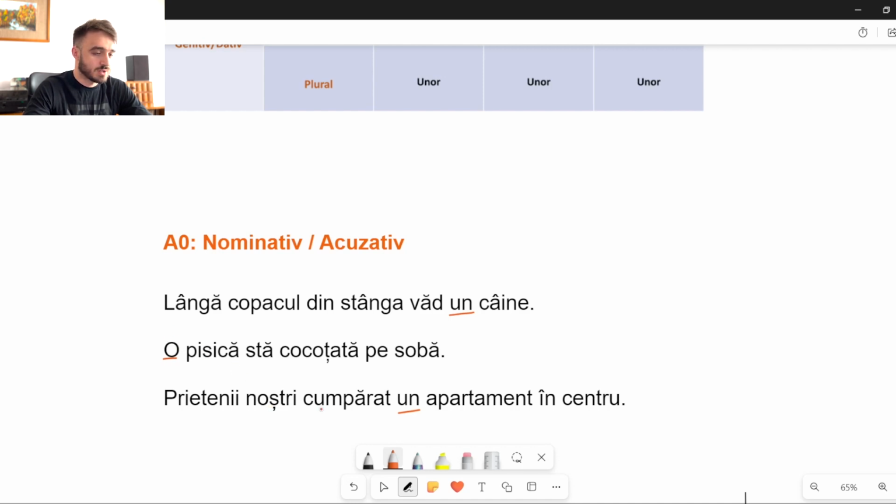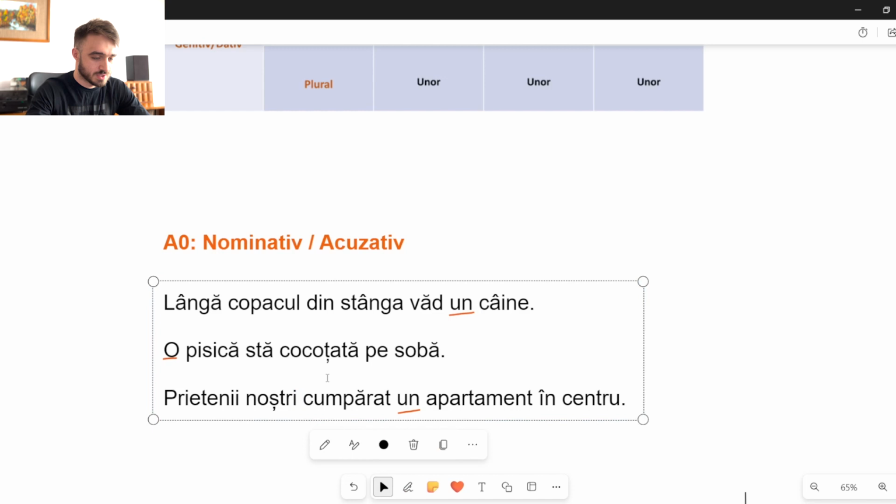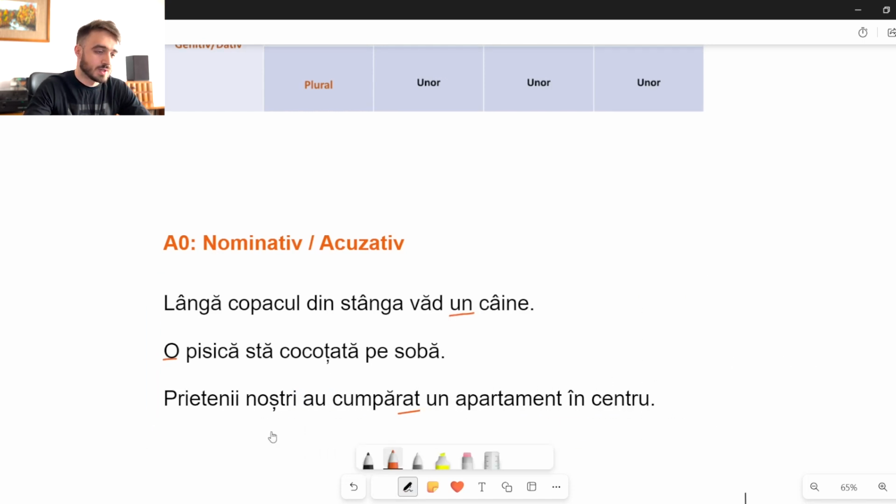And then finally, prietenii noștri have bought an apartment in the center. Apartment being neuter, you put un. Nothing too crazy. If you know this and you're just a beginner, you're pretty much done, let's say. Probably you might have some questions that probably later on in this video will be answered. But for now, if you know un, o, un, and then some, which is niște.